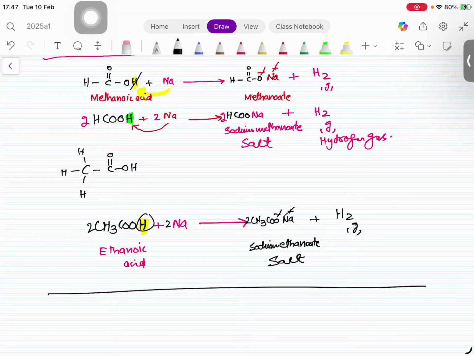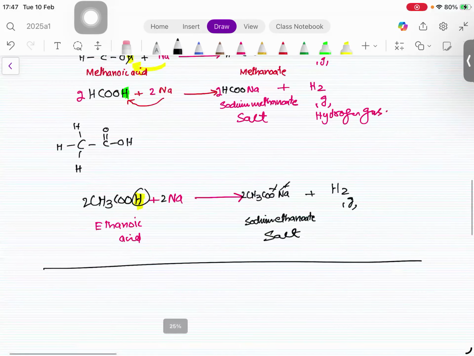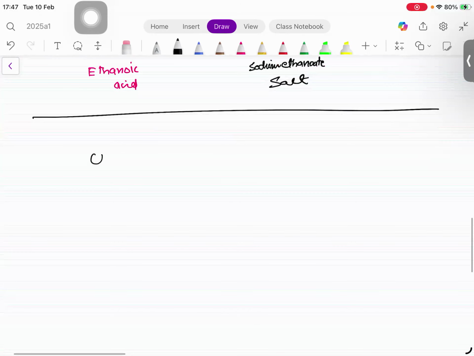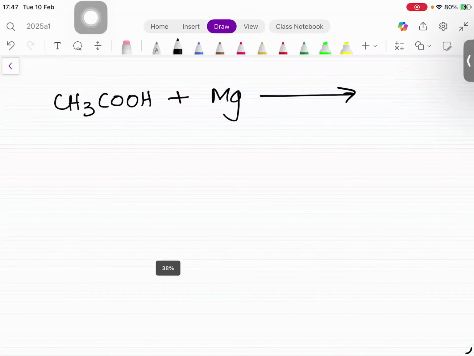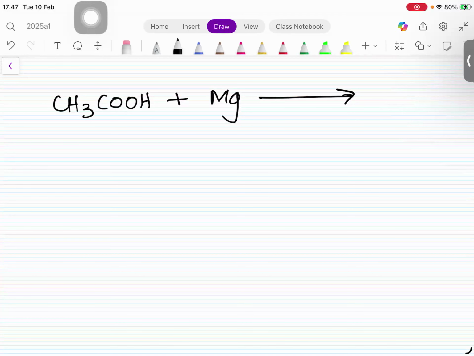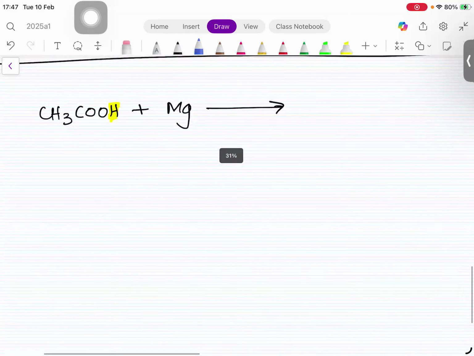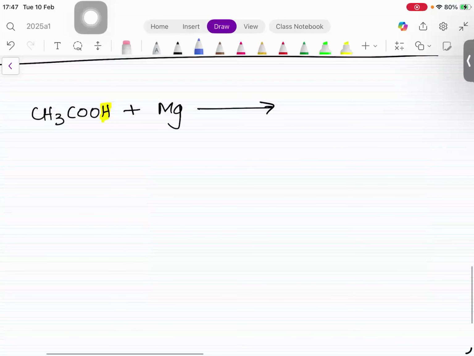Okay, next. Pay attention. If I take a carboxylic acid, CH3COOH, and I ask you to react it with magnesium metal, can you write the products, please? Magnesium is going to come and displace hydrogen, the last one. What will be the formula of the salt and what will be the byproduct?